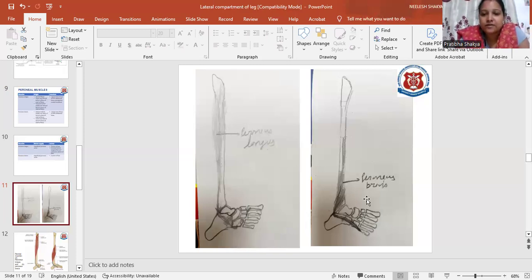Now coming to the peroneus brevis muscle. Peroneus brevis muscle takes origin from the anterior half of the middle one third of the lateral surface of the shaft of the fibula, and it also takes origin from the lower one third of the lateral surface of the shaft of the fibula. Then the tendon of the peroneus brevis passes through the superior peroneal retinaculum, and then it passes deep to the superior loop of the inferior peroneal retinaculum, and then it gets inserted on the lateral surface of the base of the fifth metatarsal.